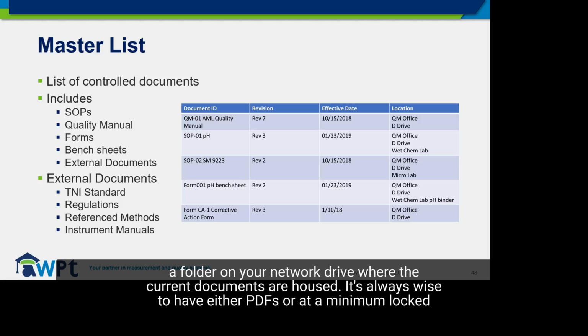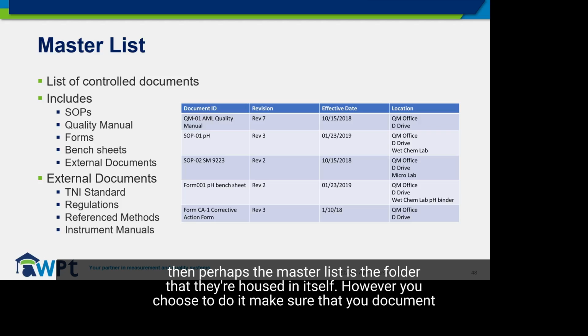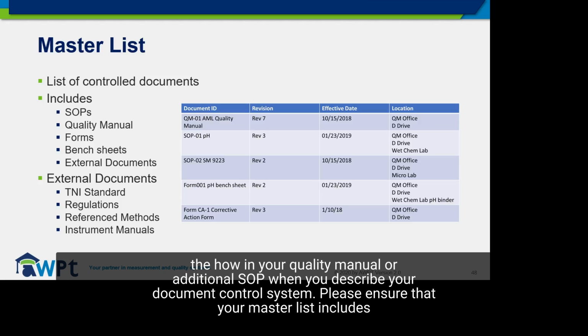It's always wise to have either PDFs or, at a minimum, locked Word documents if electronic copies are available, so they don't get unintentionally altered by the users. If your documents are housed in an electronic system, then perhaps the master list is the folder that they are housed in itself. However you choose to do it, make sure that you document the how in your quality manual or additional SOP when you describe your document control system.